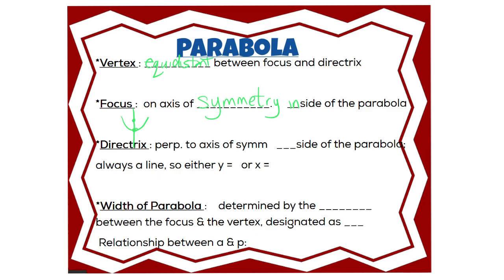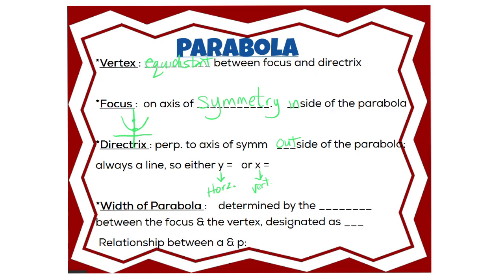Now the directrix. The directrix is down here below. It is going to be perpendicular to your axis of symmetry, and it will always be outside of your parabola. It will never touch the parabola. It is a line, so you're always going to write the equation of it like a y equals or an x equals. If it's horizontal, it's a y equals. If it's vertical, it's an x equals. The only way that it's going to be vertical is if your parabola gets turned sideways, and we'll talk about that in a little bit.